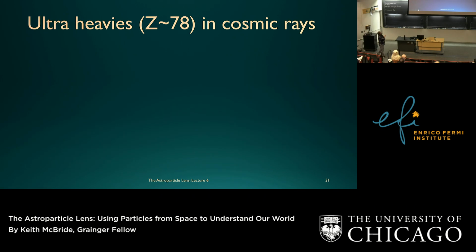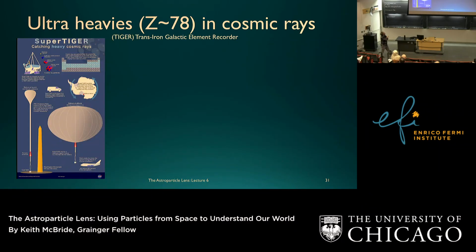So what does this have to do with cosmic rays? There were a few flights of this experiment called the Trans-Iron Galactic Element Recorder, or TIGER. There were 3 of those flights in the late 90s, early 2000s on balloons. And then there were 2 follow-up flights a decade later, 2012 and 2019, of a detector that basically wanted to measure the abundance of these very heavy charged nuclei, right? Wanted to see in cosmic rays, is there gold, is there lead, is there platinum?